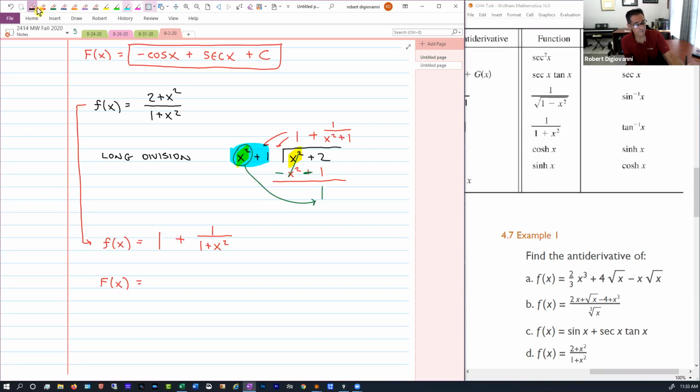Okay, so I'm going to take the antiderivative of each of these now. Well, I'm not going to. Someone else is. I think I'm lost. Story of my life.